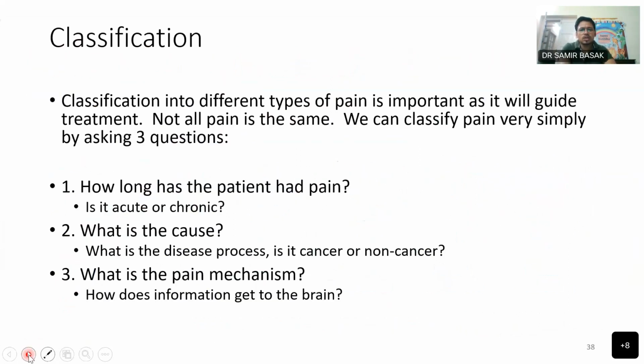So we should ask a few questions. These are the three questions. How long have you had the pain? Is it acute or chronic? What is the cause of the pain, like cancer or non-cancer, and what is the pain mechanism? How does information go to the brain? So these three questions we have to ask, and we have to ask a few questions directly to the patient, and we have to assess by examining the patient.